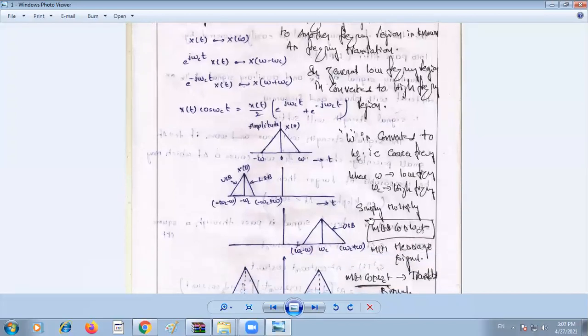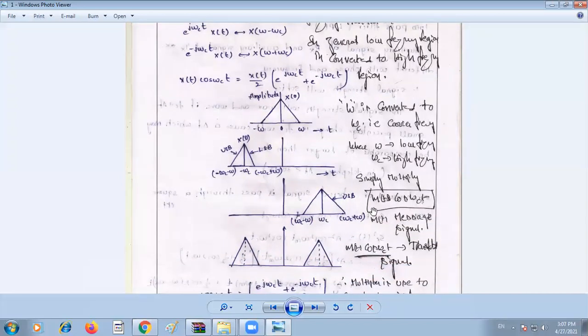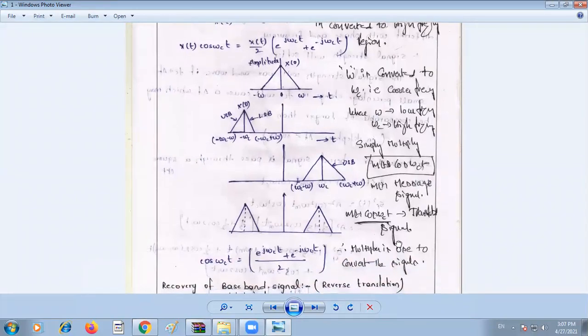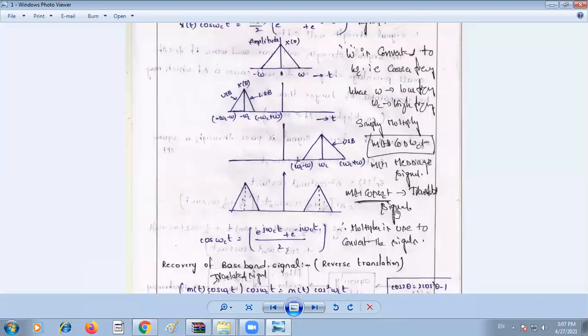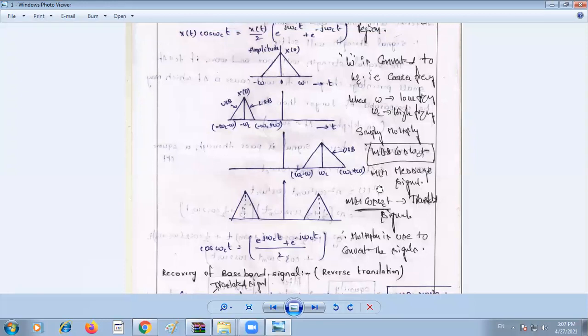The multiplication is between a modulating signal m of t, that is a low frequency signal, and the carrier signal cos omega ct, where omega c is the high frequency. When you multiply these two signals, m of t and cos omega ct, a translated signal occurs, that is m of t into cos omega ct. Where m of t is the baseband signal, a low frequency signal.